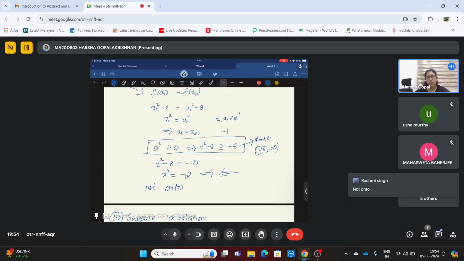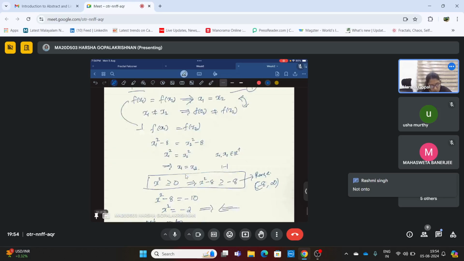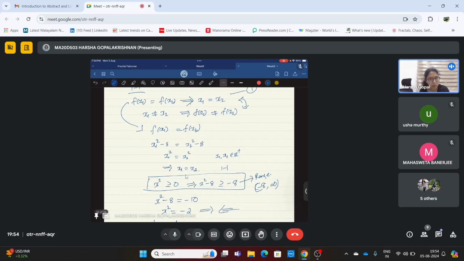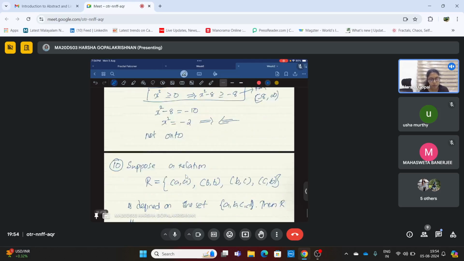Yeah, good. Not an onto map. I hope this is clear. It is a 1-1 map. Okay, it is a 1-1 map, but it is not an onto map. That's one.